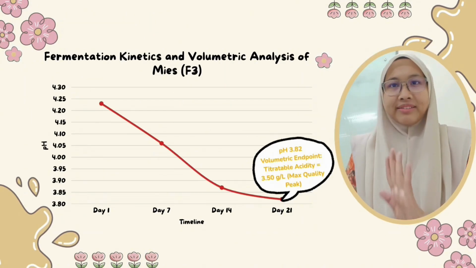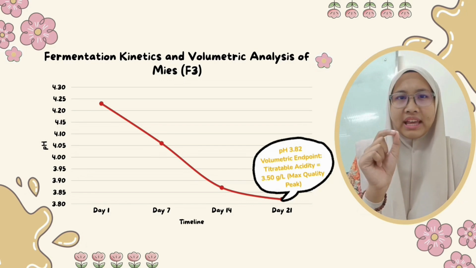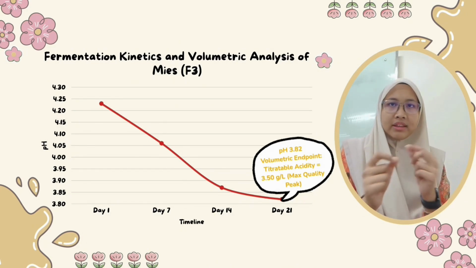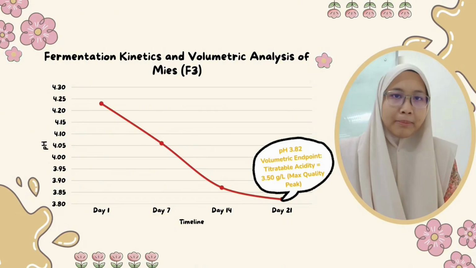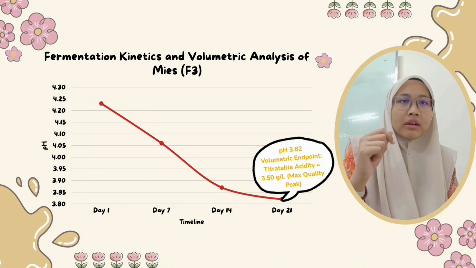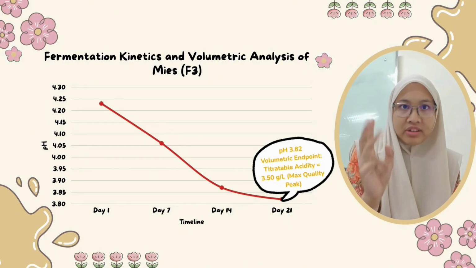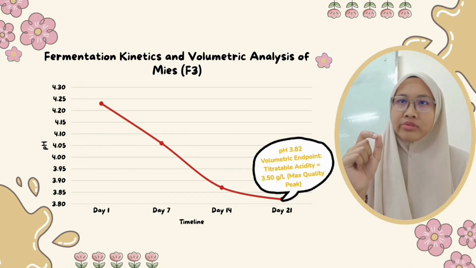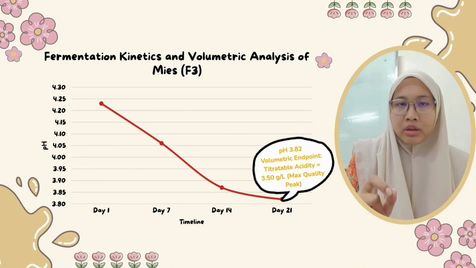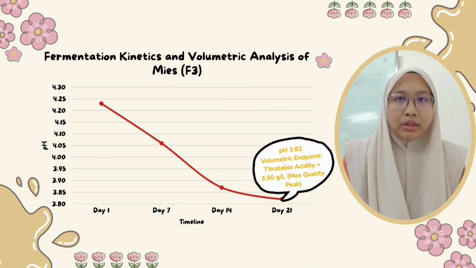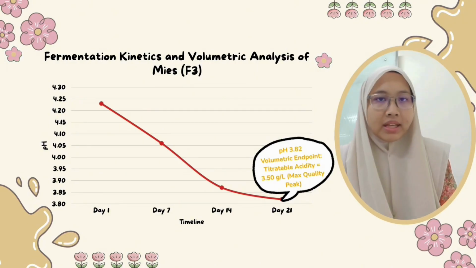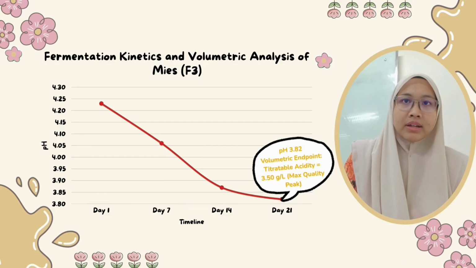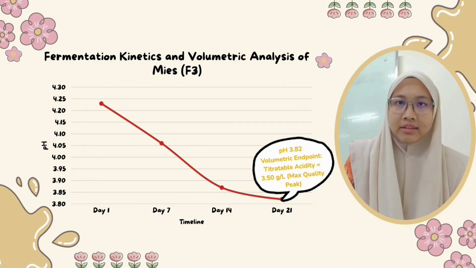Now, let's look into this graph. If you look closely at the slight trend curve, we can track that there is something fascinating, like a chemical transformation happening. The pH of formulation 3 has decreased steadily from 4.23 to 3.82 from day 1 to day 21. So, why does this drop happen? This drop happened due to the lactic acid bacteria, which convert the honey sugars into organic acids.